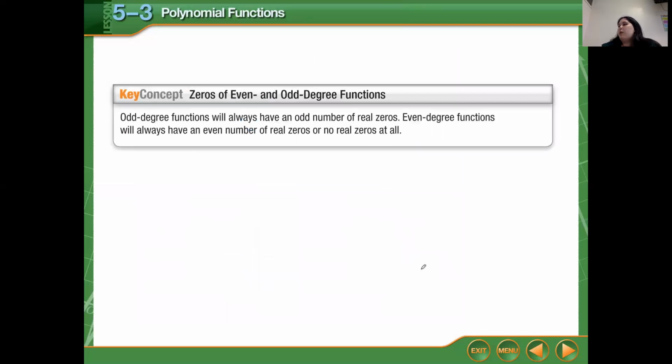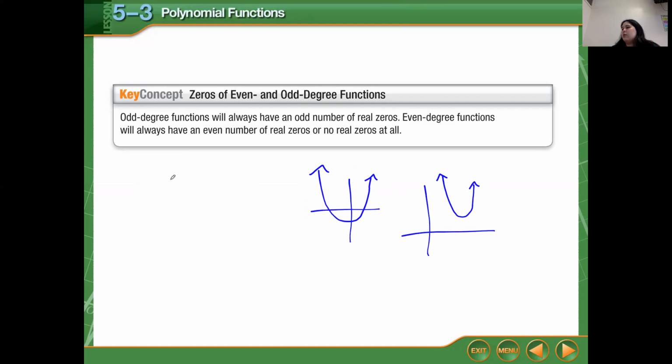Odd degree functions will always have an odd number of real zeros. Even degree functions will always have an even number of real zeros or no real zeros at all. So for example, one thing we could take a look at is a quadratic. We talk about the roots. It can cross twice. It could cross never. And when it touches and goes back up, it's called a double root, so it actually touches twice. We just count it as one answer, though.